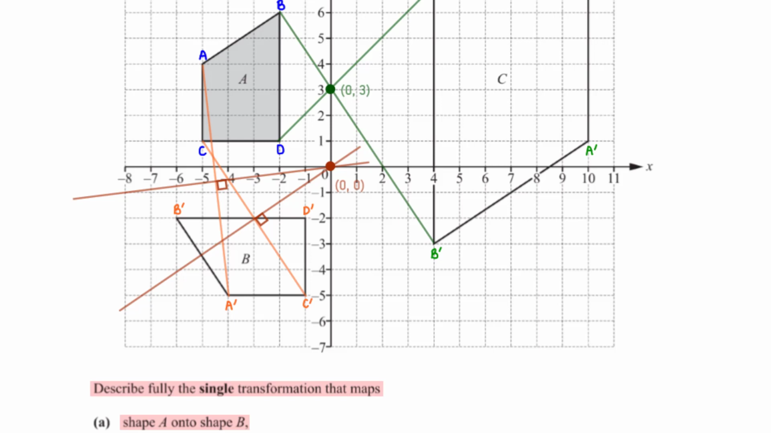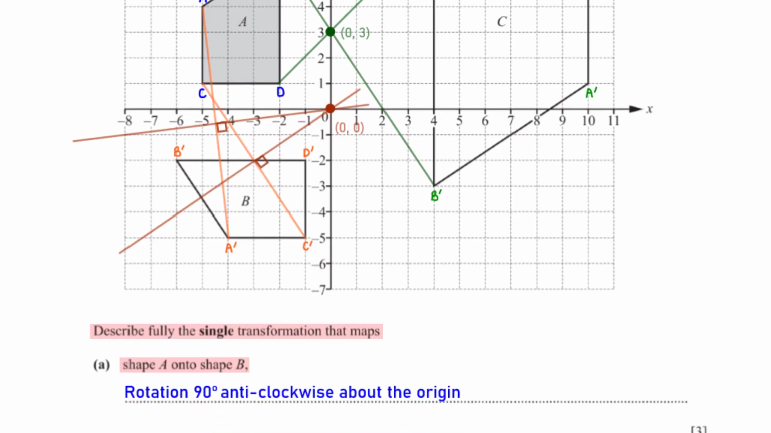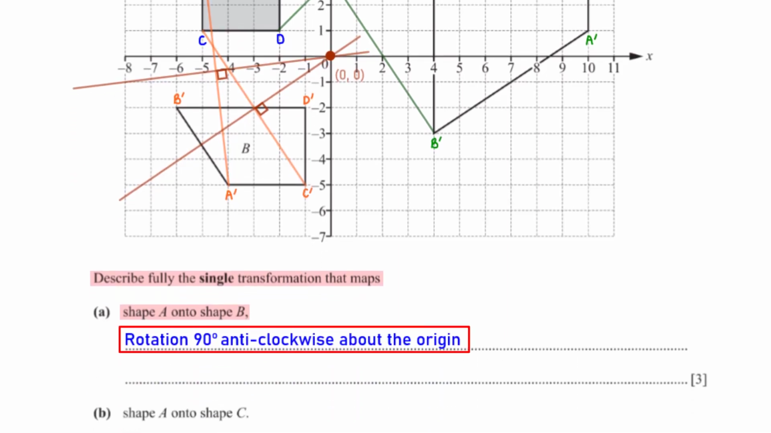For a 90-degree rotation, the way to determine the center of rotation is this. We draw a line to connect at least two corresponding points on both shapes A and B. Then we need to draw the perpendicular bisectors of these lines. The intersection point of the bisectors is the center of rotation. In this case, the point is the origin. And so the full description for the transformation is rotation 90 degrees anti-clockwise about the origin.